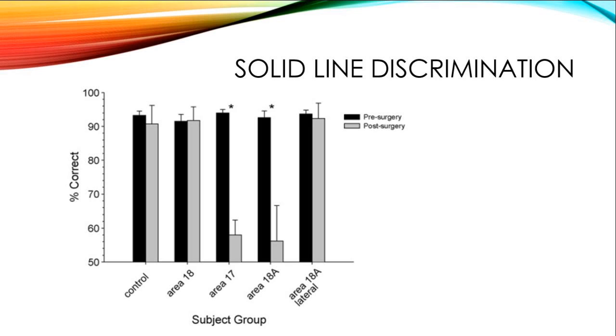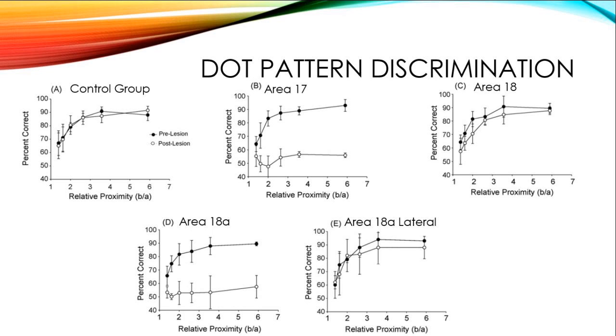After surgery, the control group, the group that received the sham surgery, the group that received ablations in area 17, and lateral ablations in 18A all were able to maintain their accuracy of 90% correctness. However, groups that received lesions in area 17 and 18A non-lateral dropped in correctness significantly, showing below 60% correctness overall. Finally, we will look at the dot discrimination results.